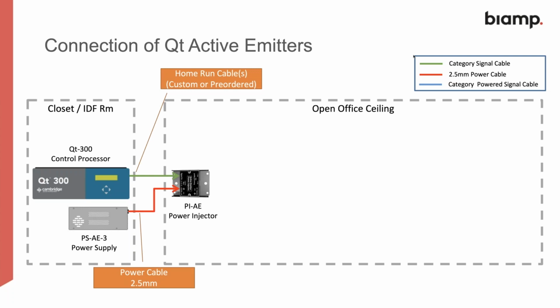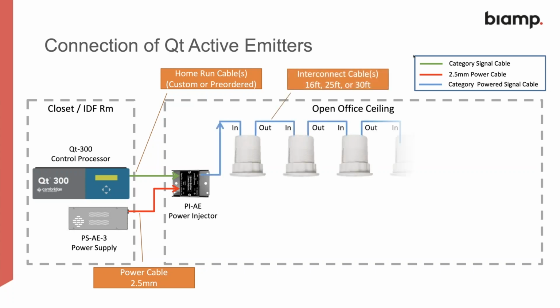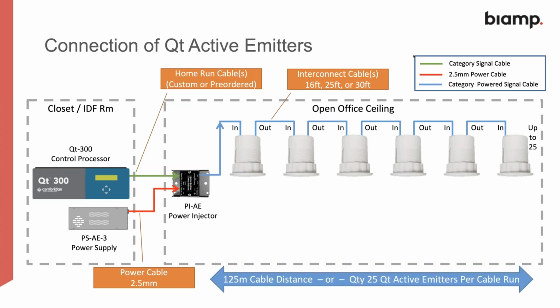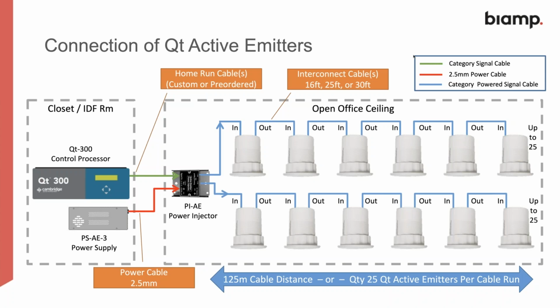We come out of the QT300 processor into the power injector, and then there's a separate port on the power injector which is connected to the power supply, as you'll see on the left hand side. And from the power injector, just like we do with the passive emitters, we go from one unit to the other in a daisy chain sense, as before. On this occasion, we can have 125 meters of cable distance or 25 active emitters per cable run. And on the second leg of the power injector, we can have other areas as well, which are then powered from the power injector and then back from the power supply too.